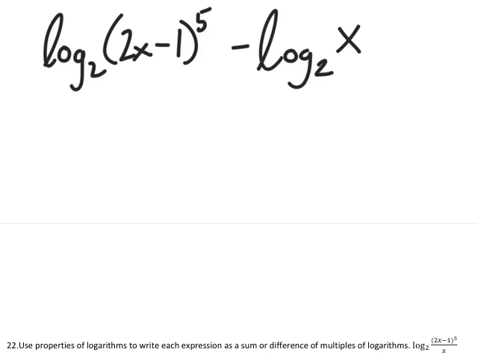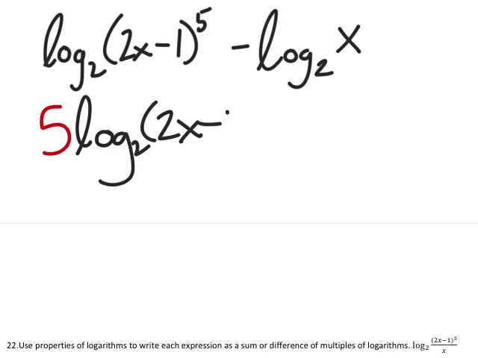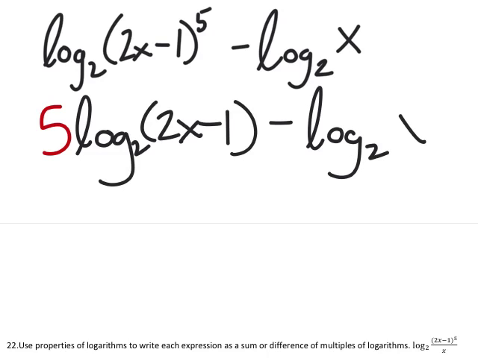Alright, the last thing we want to do is just get rid of that power, so we'll just use the power rule, and we'll go ahead and remove that 5. We'll place it in front of that log sub 2 there, so we have log sub 2 of 2x minus 1 minus log sub 2 of x.